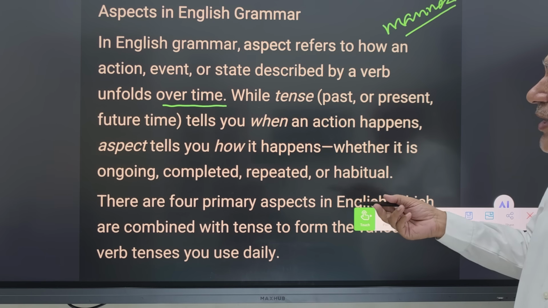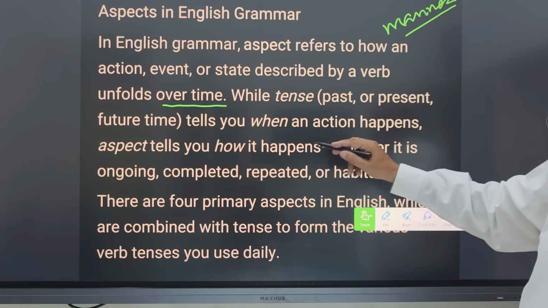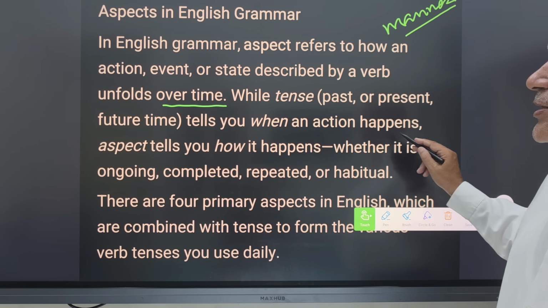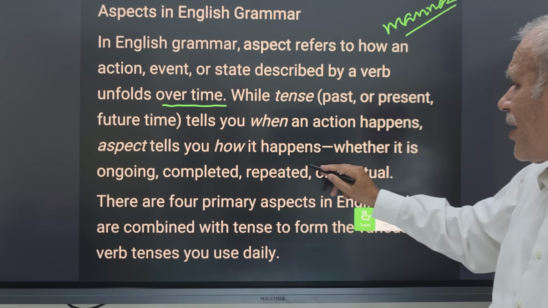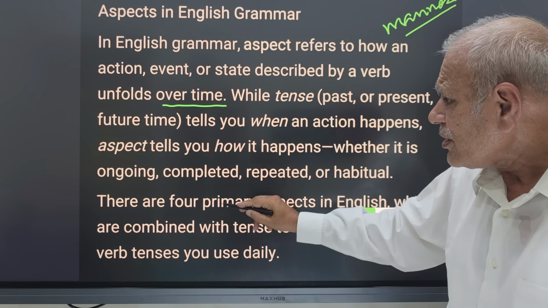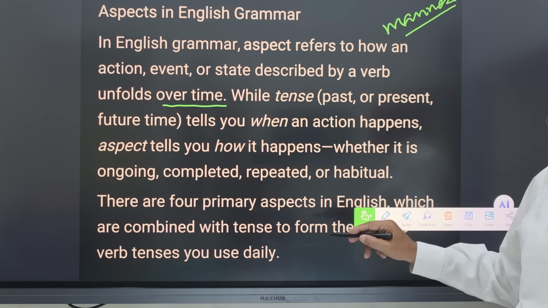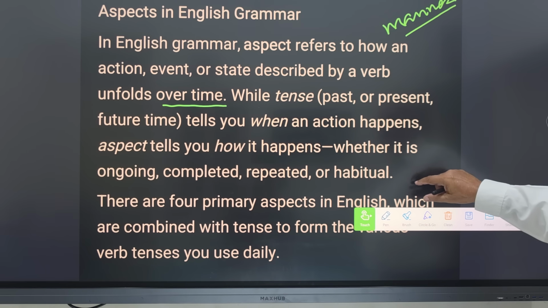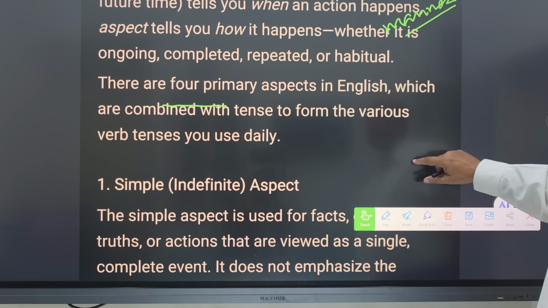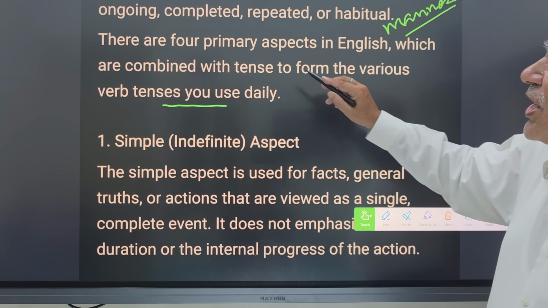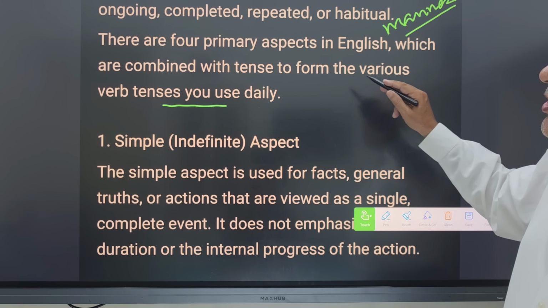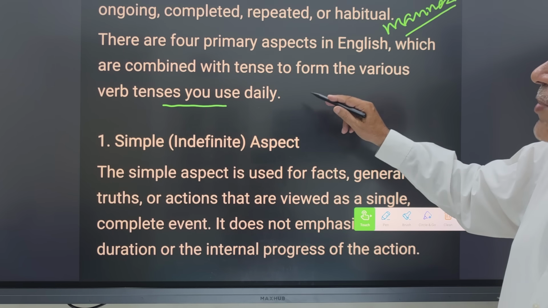Tense talks about the time, past or present or future, and tells you when an action happens. Aspect tells you how it happens, whether it is ongoing, completed, repeated or habitual. So all these are the manners in which we talk about aspect. There are four primary aspects in English which are combined with tense to form the various verb tenses you use daily. You must have heard that there are 12 tenses, 4 in present, 4 in past and 4 in future.